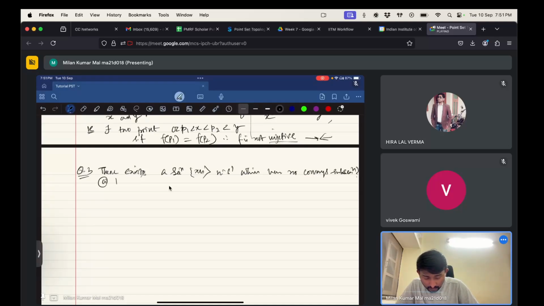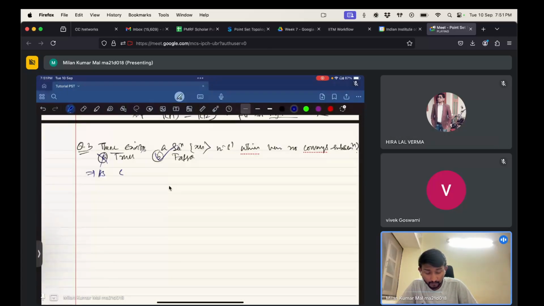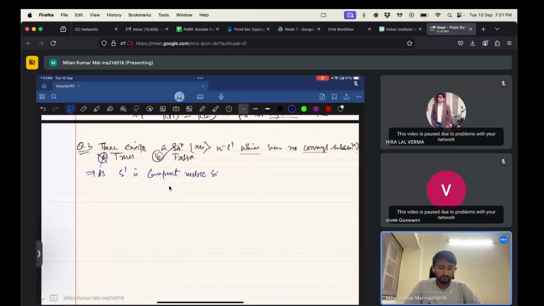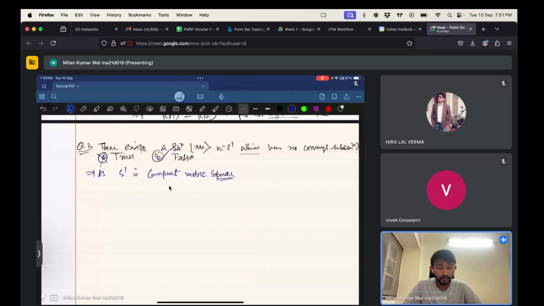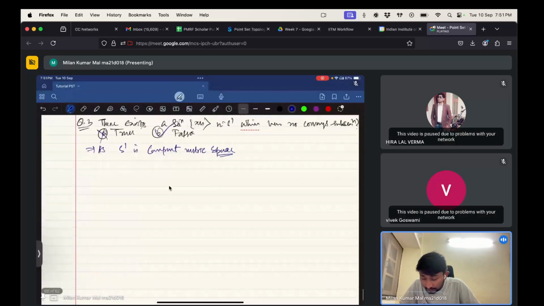The answer is true or false. So let's see. False is the correct option, because S1 is compact. So it is a compact metric space. What is the metric here? Basically the metric space of R to the power n; S1 here is a metric space of R square. So for this question there is nothing more.